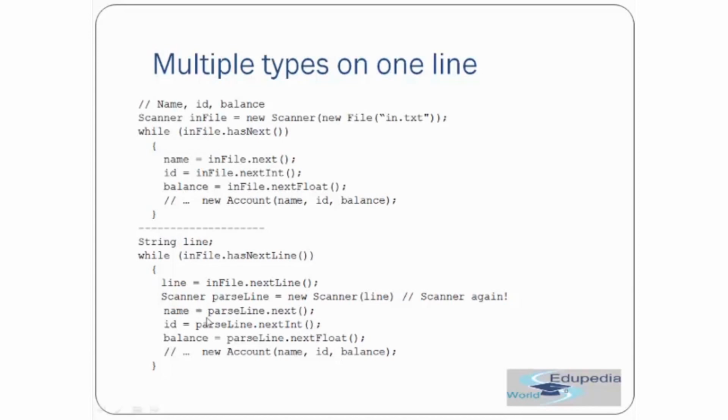So you see the difference is only that in the first case we are reading each token individually. In the second case, we first read the line, and then we create a scanner object to parse that line on the basis of name, ID, and balance. So we can choose any of the types, depending upon how we would like to read it.